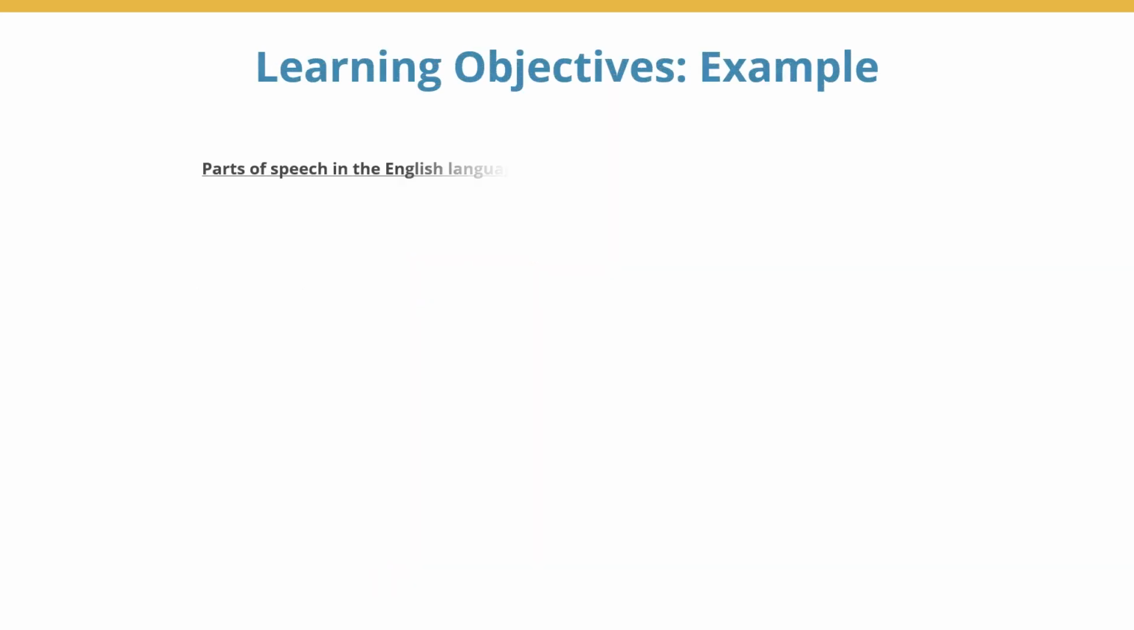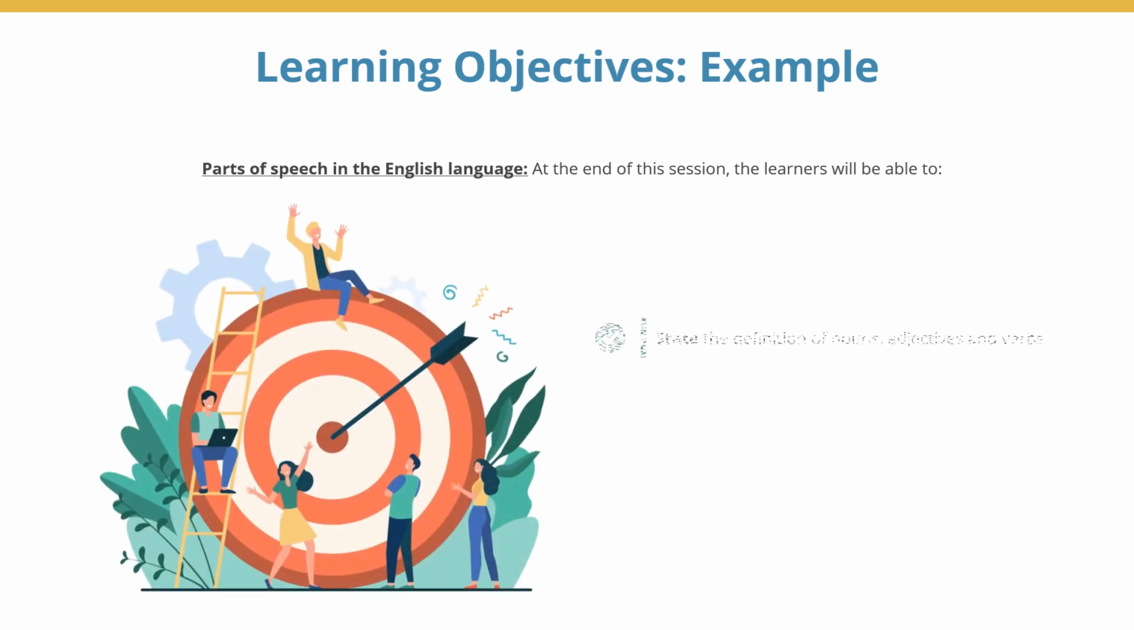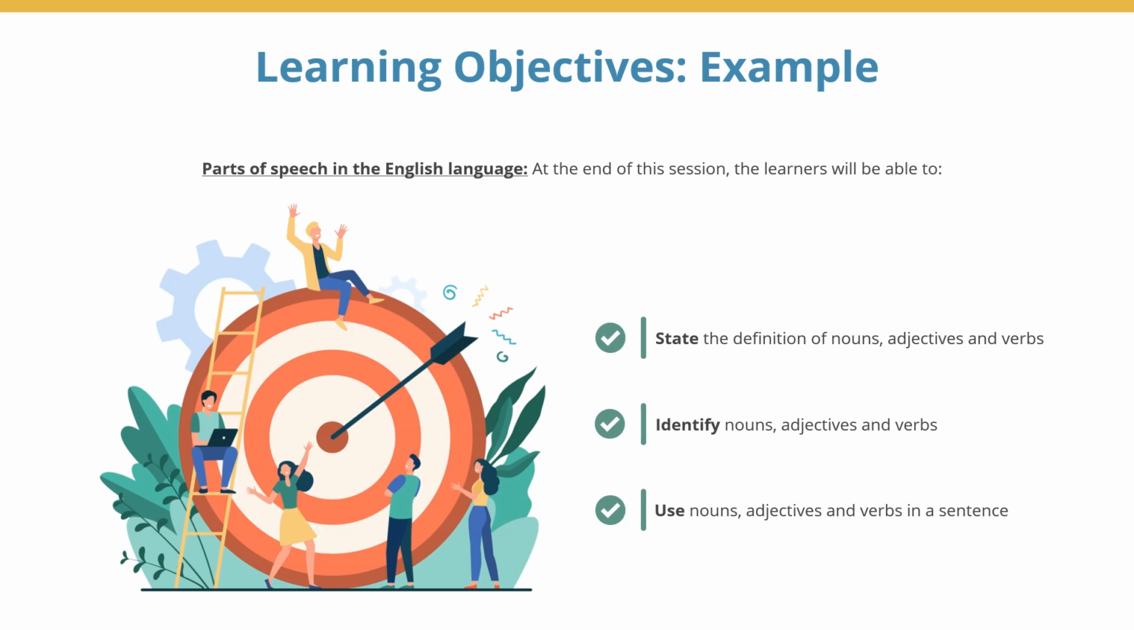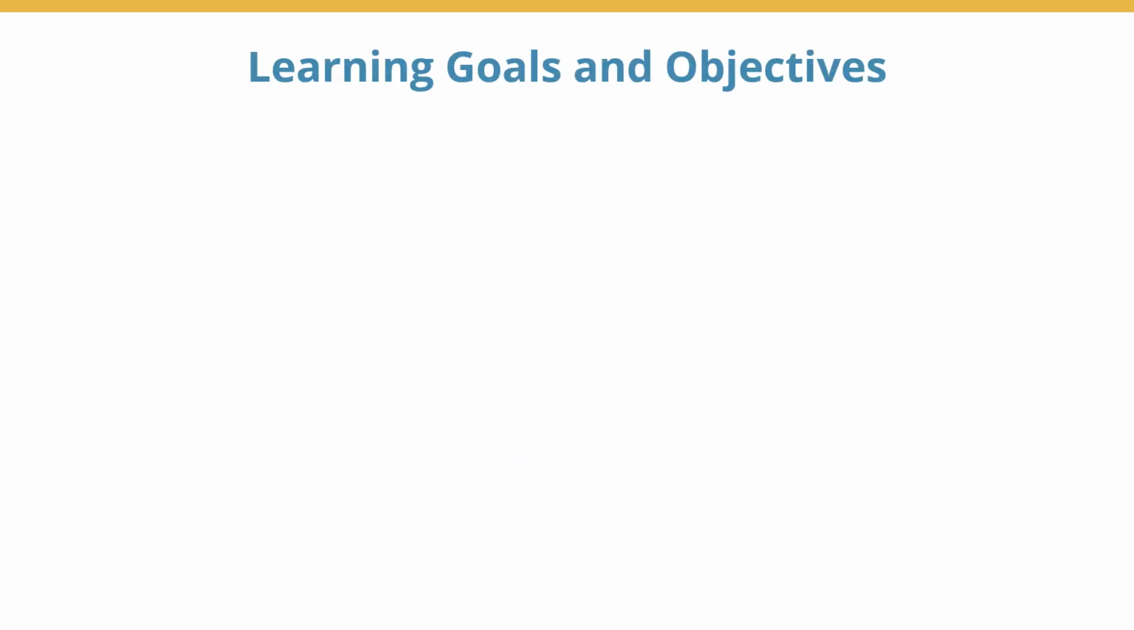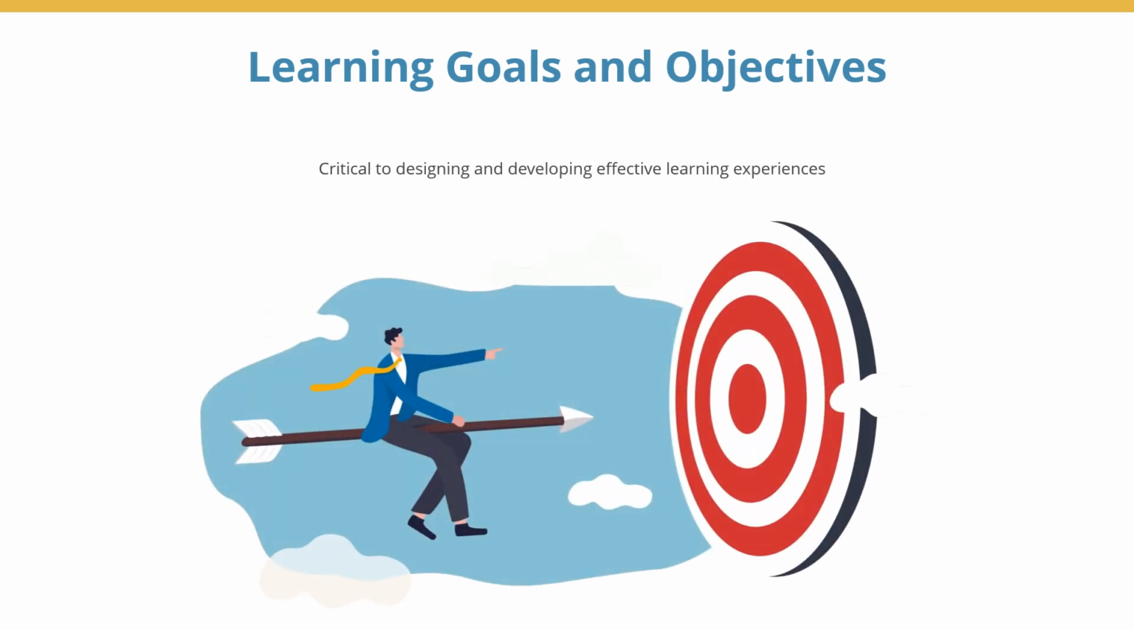Example, at the end of this session, the learners will be able to state the definition of nouns, adjectives, and verbs, identify nouns, adjectives, and verbs, use nouns, adjectives, and verbs in a sentence. Setting clear learning goals and objectives is critical to designing and developing effective learning experiences.